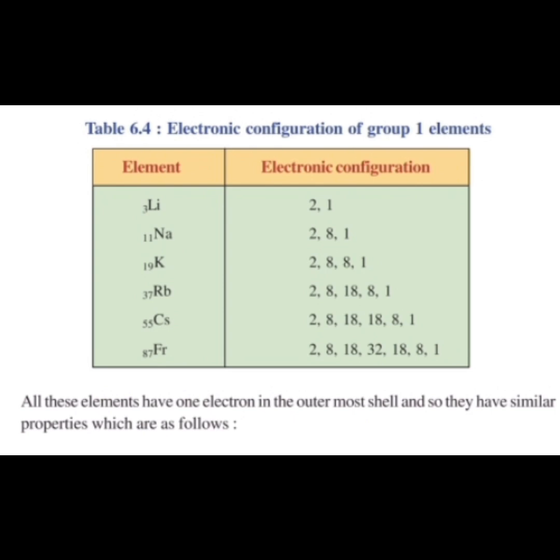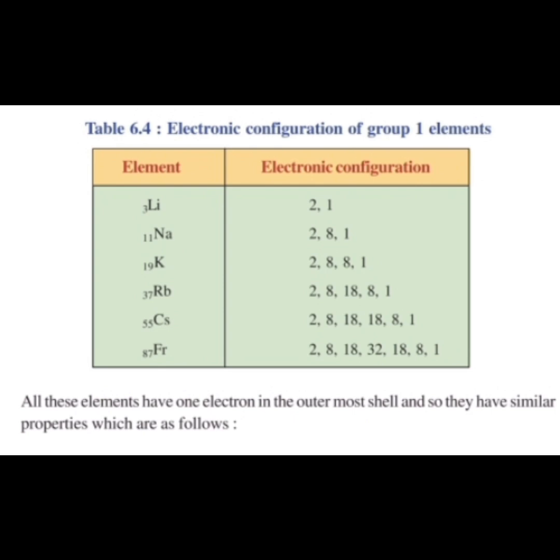All these elements have one electron in the outermost shell, and so they have similar properties which are as follows. So in these numbers you can find that the last number is 1. In the electronic configuration you can find 1, 1, 1, 1, 1. That is the outer column, the outer shell, that is electron. So each and every element contains one electron.